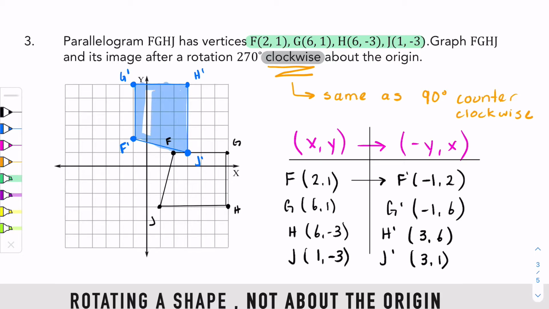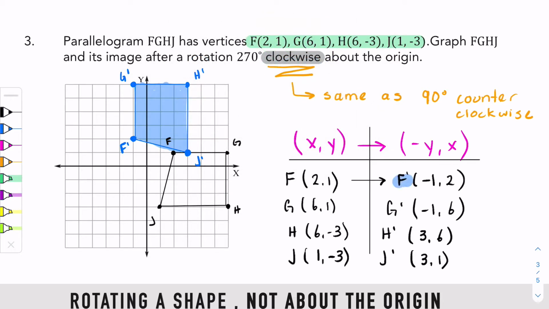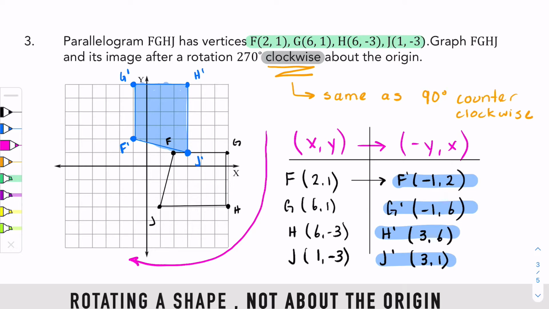So our pre-image is the image sketched with a black marker, and the image is the blue marker. I will highlight the final coordinates. And just as a reminder, this is a clockwise rotation because it specifically tells us to move clockwise.